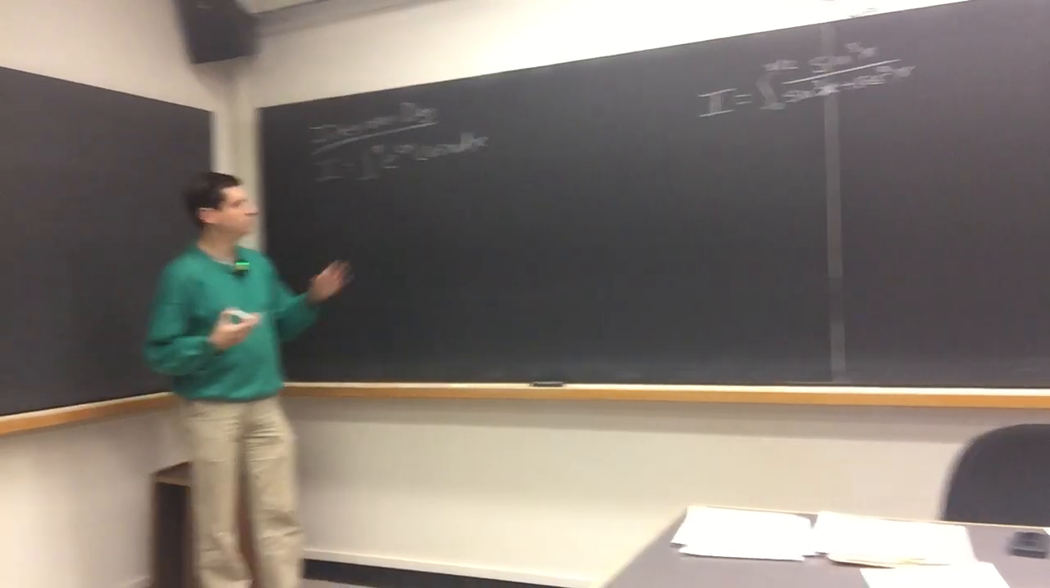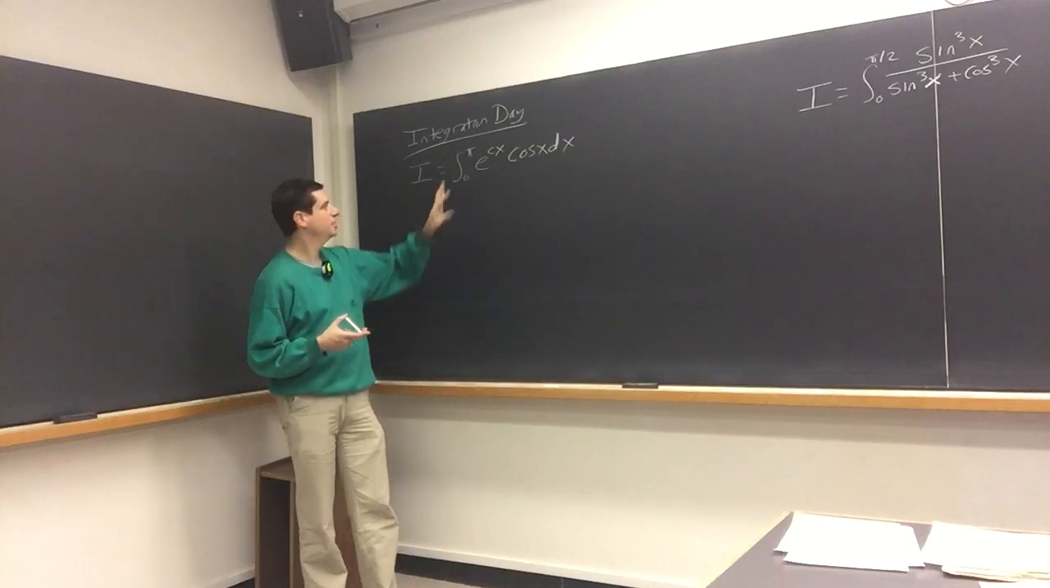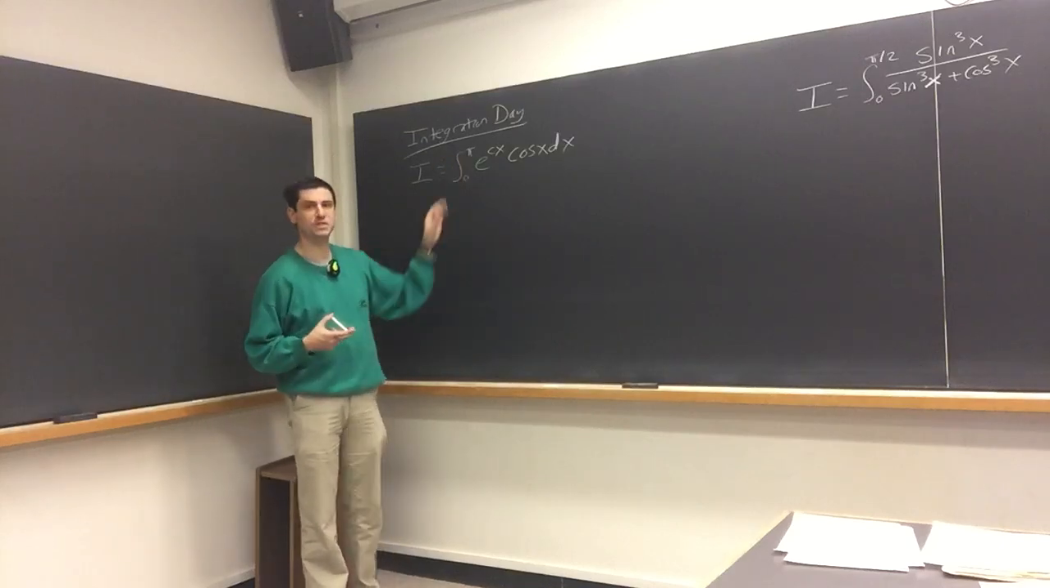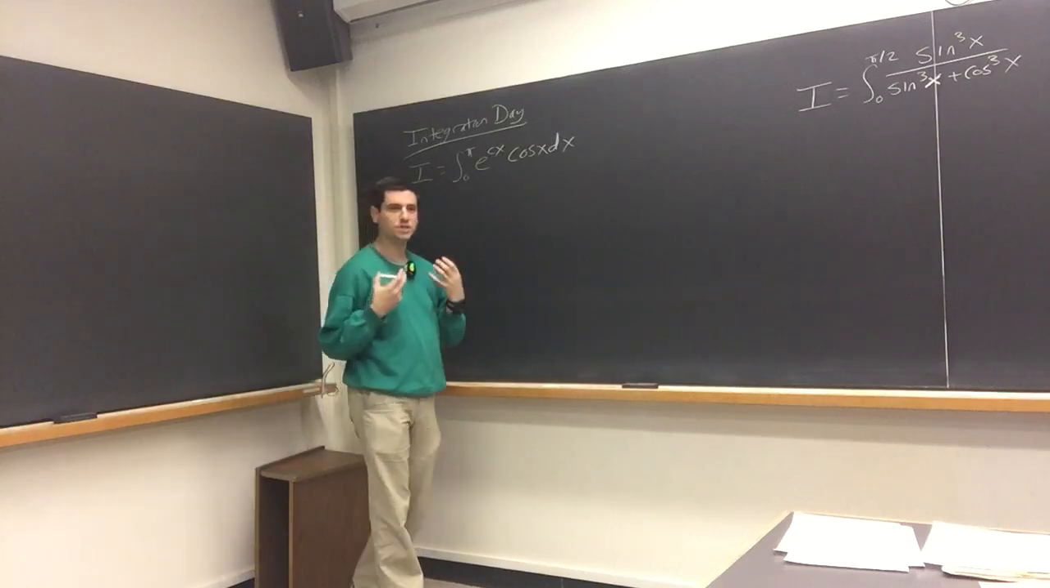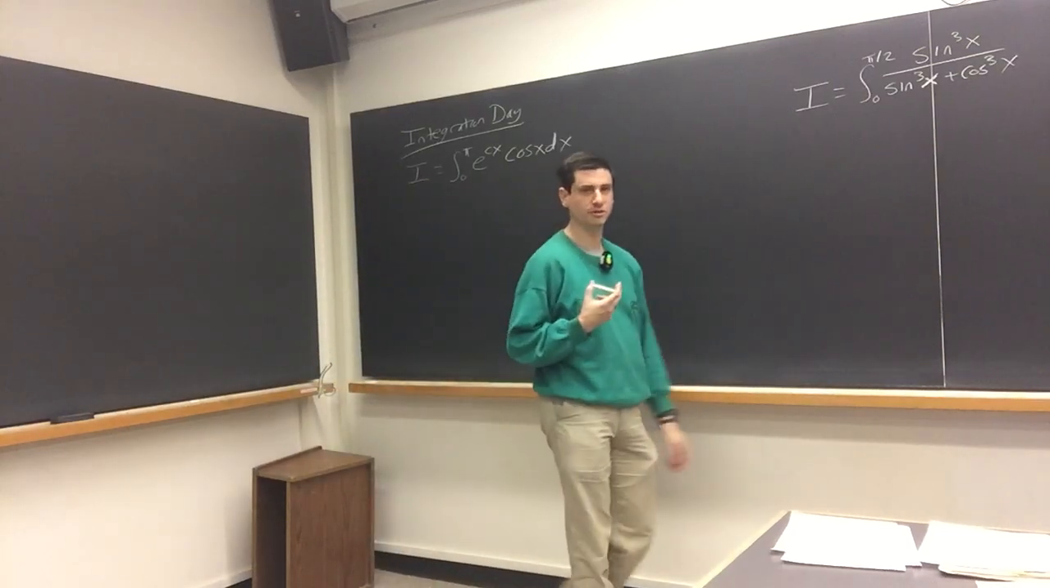Okay, so I'm going to hide the names of the techniques first. So here's my first integral. I'm integrating from 0 to pi of e to the cx cosine x dx. What is the first thing you should do when you see an integral?